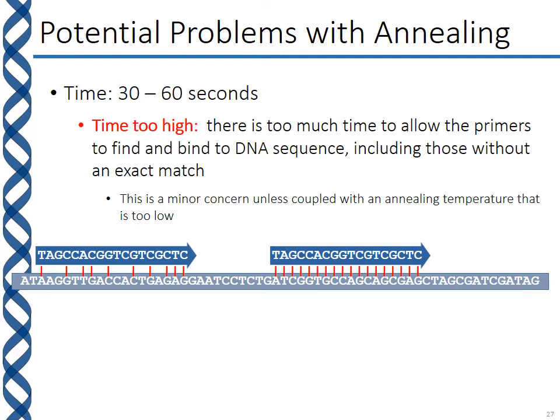However, if we were to do 5 minutes at, say, 30 degrees, then both of these primers would stay bound, one to the correct location and one to the incorrect location, and you would end up with that non-specific amplification because you would get an amplicon from each of these primers, and so you'd get 2 bands on your PCR electrophoresis gel.